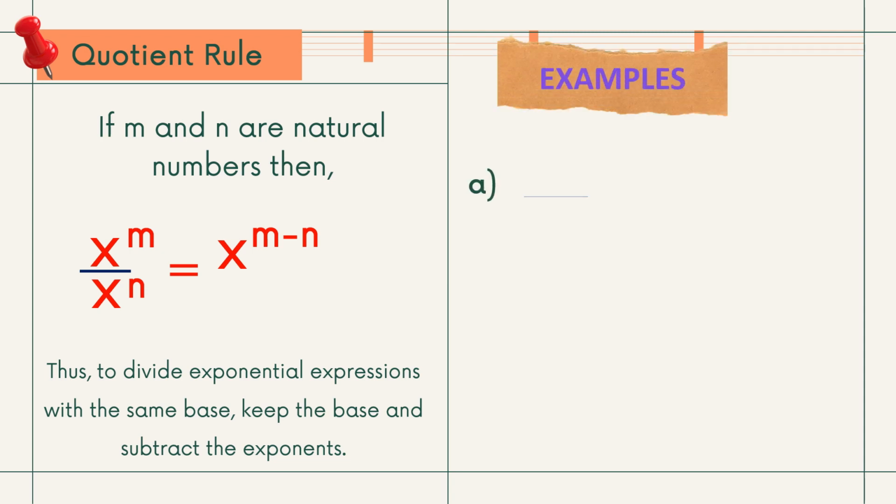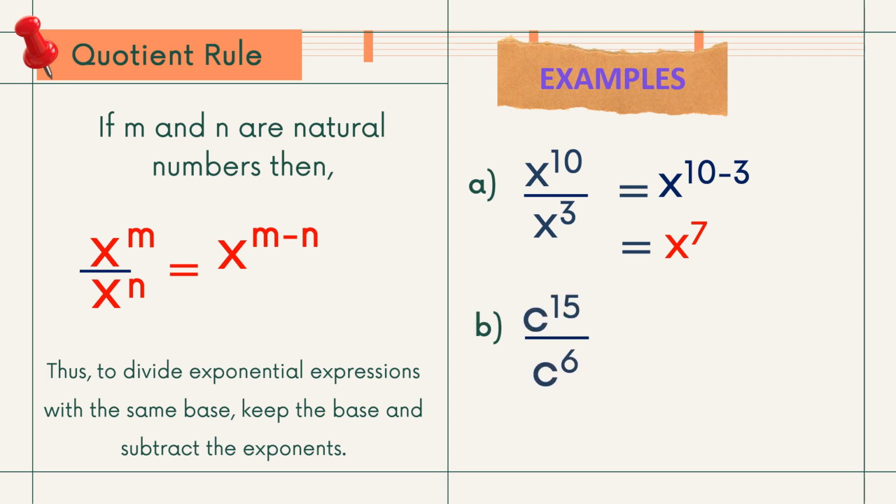The first one is x to the 10th divided by x to the cube. And this is equal to x to the 10th minus 3. And the final answer is equal to x to the 7th power. Another example, c to the 15th power divided by c to the 6th power. Alright, since this is division, we're going to subtract the powers. 15 minus 6 is equal to 9, and we are going to copy the same base, which is c.